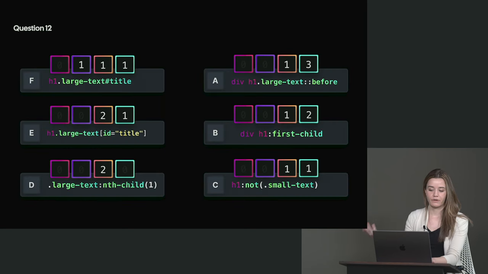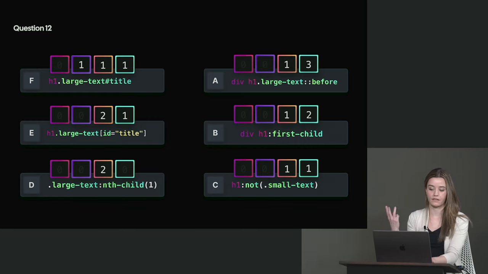So when we go back to our question, we see that the H1 is one tag. It has a class name, and it has an ID. So this becomes 111. Then H1, large text, and an attribute. So we have a class name and an attribute, which is the third one, so 2. And then one tag is 1, so 21. Same for large text, which is a class name, and then nth child is the pseudo class, so that one gets 20. With div h1, we have two tags.